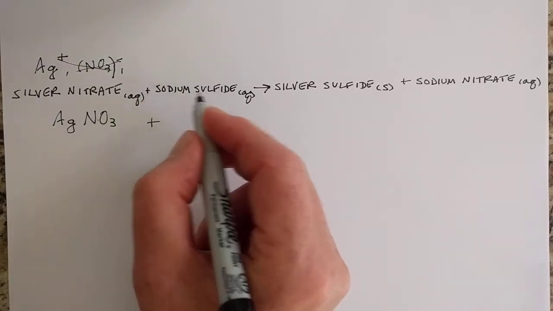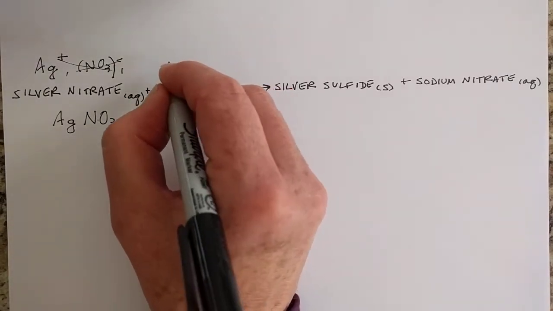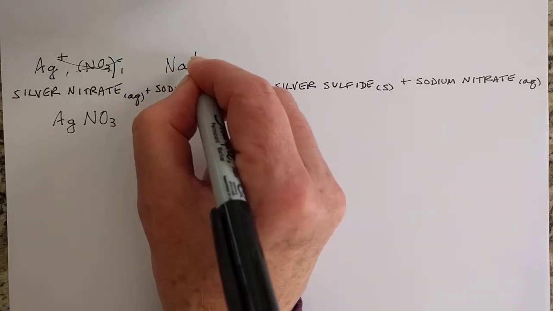All right, plus sodium sulfide. So again, we have to figure out our formula. So sodium in group 1 is a +1 ion.